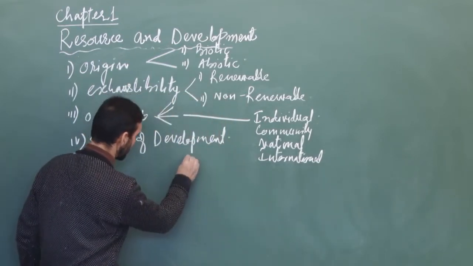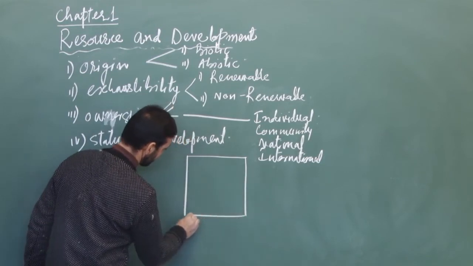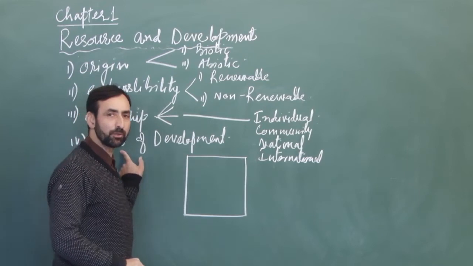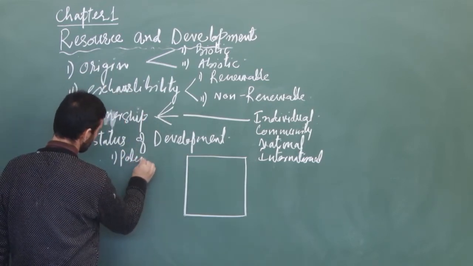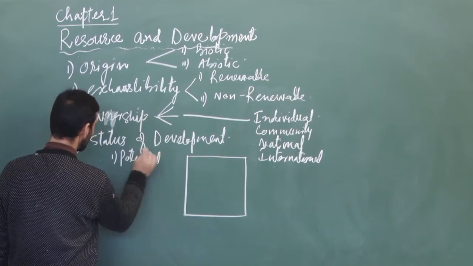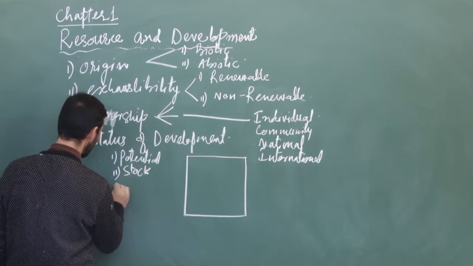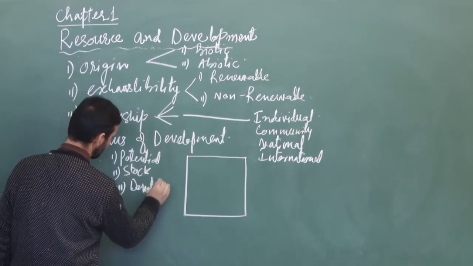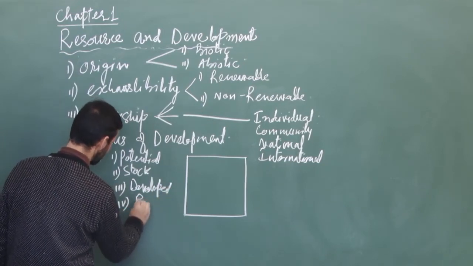With the help of this diagram, you can understand. On the basis of status of development, resources are classified into 4 types. Number 1, potential resources. Number 2, stock. Number 3, developed resources. Number 4, reserved resources.